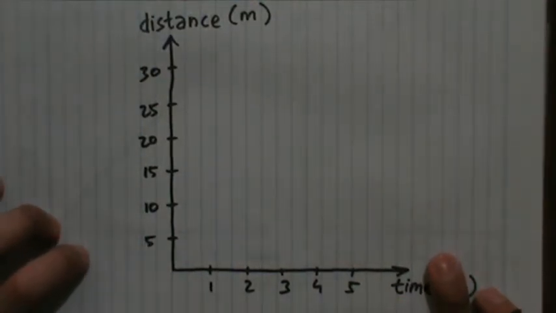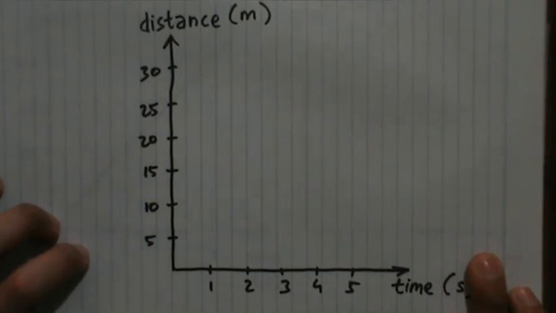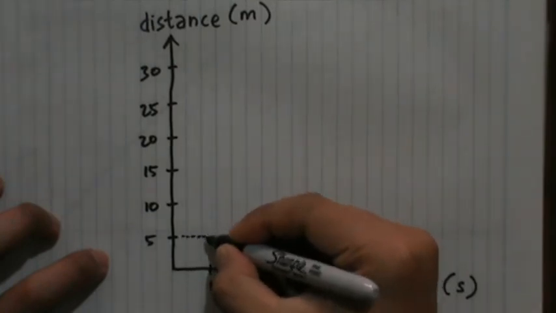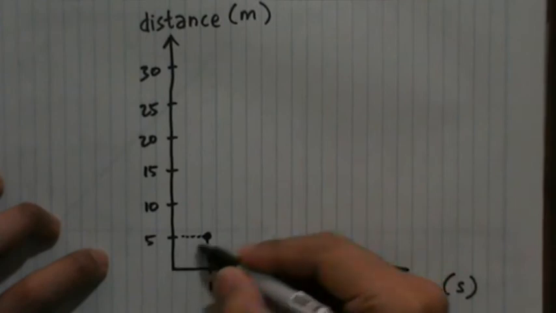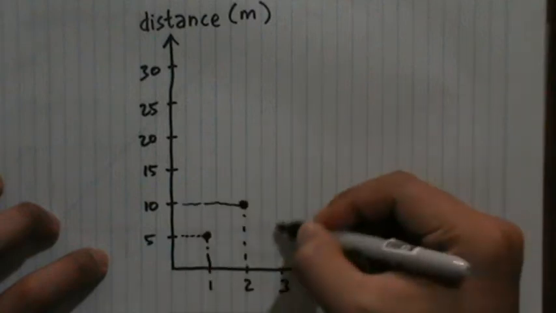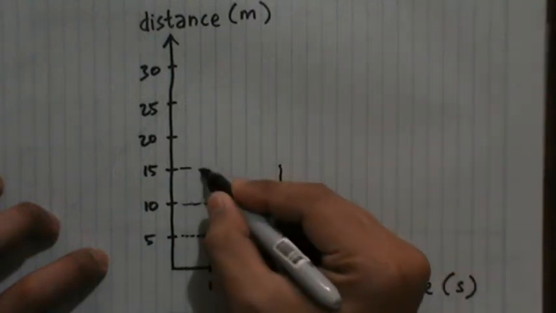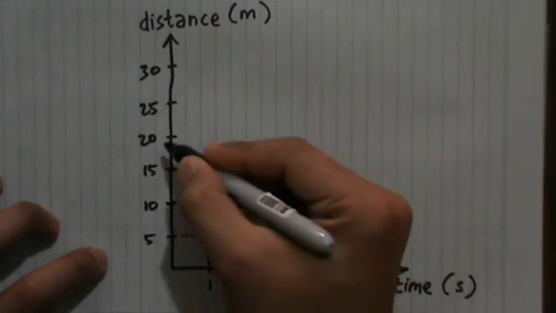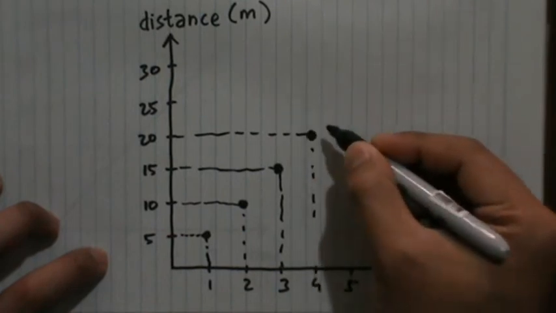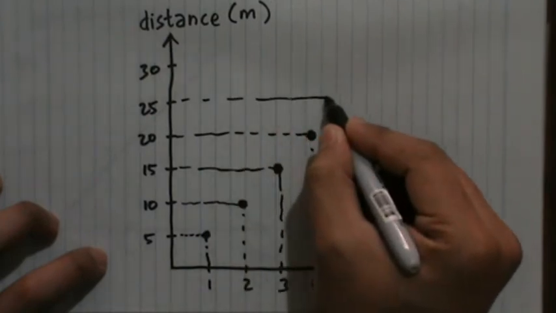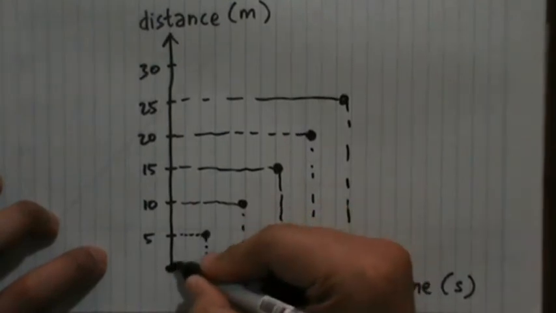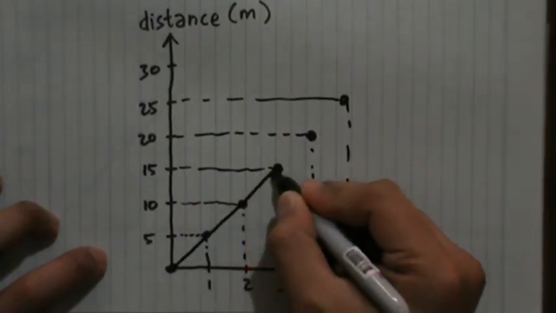Now let's draw the distance versus time graph for both cars. The first one has a speed of 5 meters per second, and after 1 second it will move 5 meters, and then after 2 seconds it will move 10 meters, after 3 seconds the distance will be 15, and after 4 seconds the distance traveled will be 20, and so on. So this is the distance versus time graph for car A.